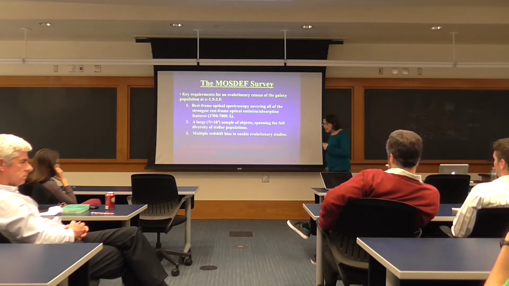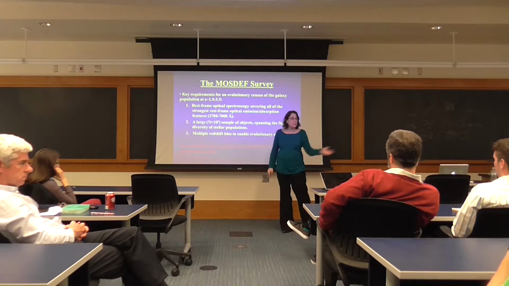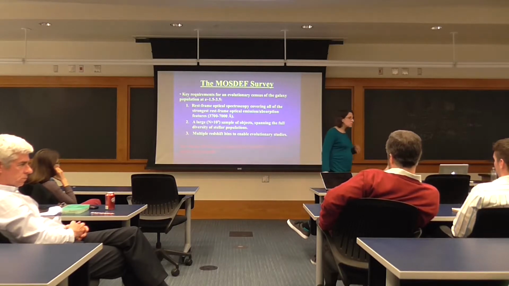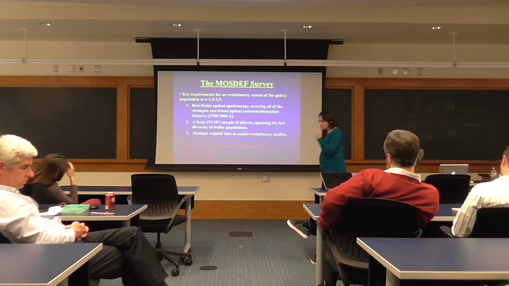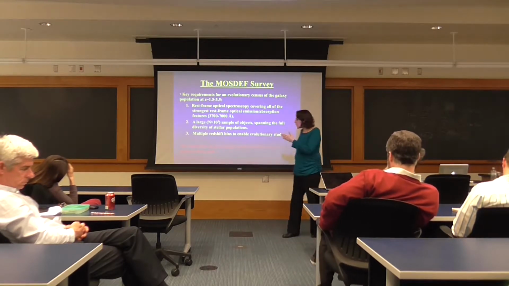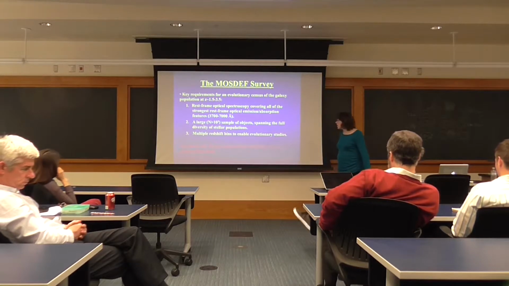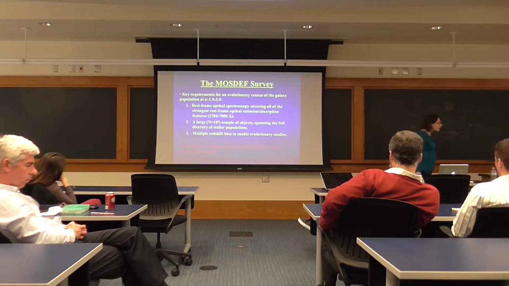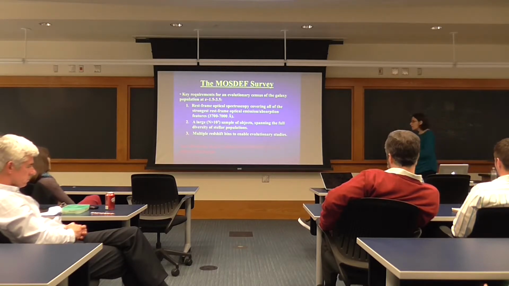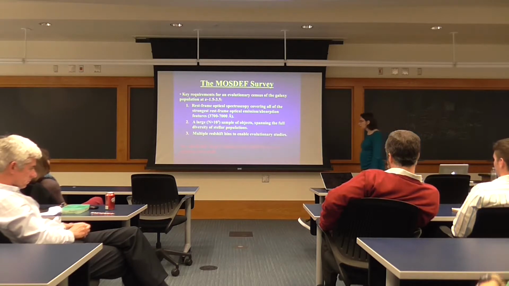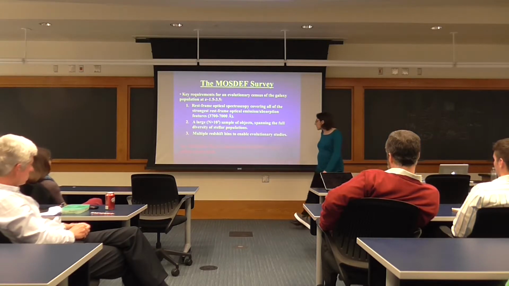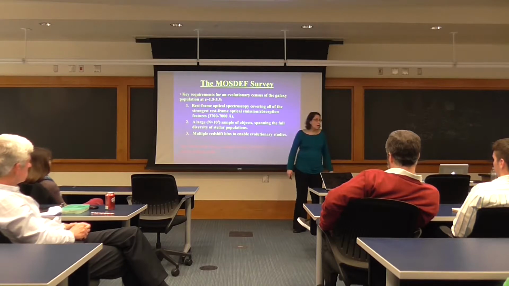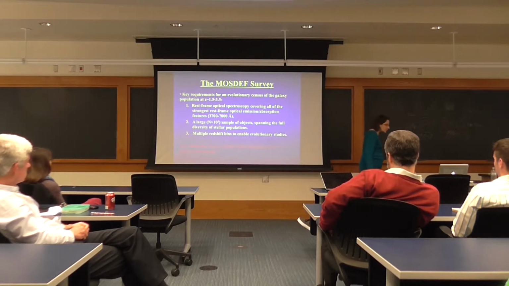Furthermore, we want a sample of galaxies that spans the full diversity of galaxy stellar populations. We don't just want to look at these blue star-forming galaxies. We don't just want to look at galaxies that satisfy a certain type of stellar population. We really want to look at a wide range of representative galaxy stellar populations. And furthermore, we want to study evolution, which means we need multiple redshift bins so that we can look at how things change. And so our project, the MOSFIRE Deep Evolution Field survey, MOSDEF, is designed to attain these goals.